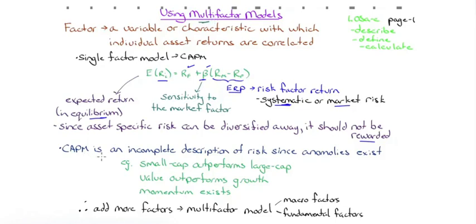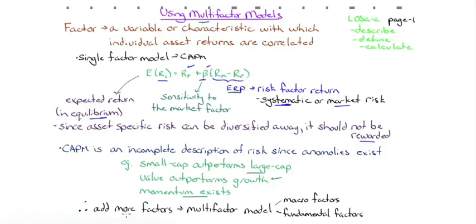It's because the capital asset pricing model is an incomplete description of risk since anomalies exist. What we find if we price out expected returns for small cap stocks using the capital asset pricing model is it consistently underestimates what the expected return will be. So that's an anomaly. It doesn't account for all of the expected return. Small cap outperforms large cap. Well, that's not caught by a single factor, just the equity risk factor. Value outperforms growth, and I'll say more about this later on. And momentum exists, where last year's winners tend to be next year's winners and have an expected return greater than what CAPM would say.